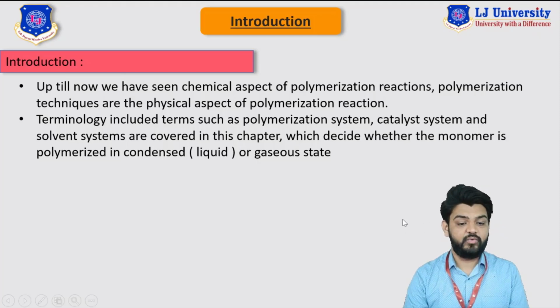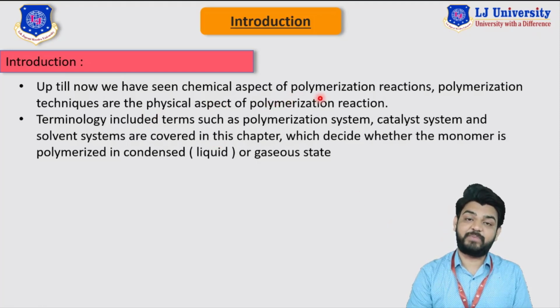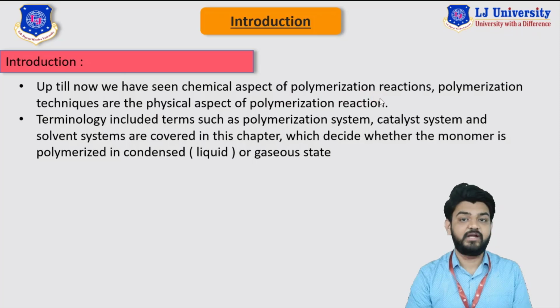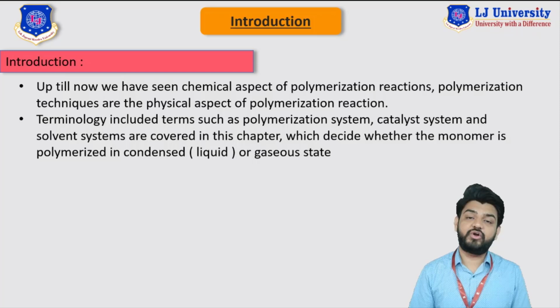Well, up till now, we have seen the chemical aspect of the polymerization reaction, right? We have seen how this free radical reaction takes place, or how ionic polymerization reaction takes place, or even how copolymerization reaction takes place. So that was all about the chemical aspect related to polymerization. Now, in this chapter, we are going to discuss the physical aspect of the polymerization reactions, right?